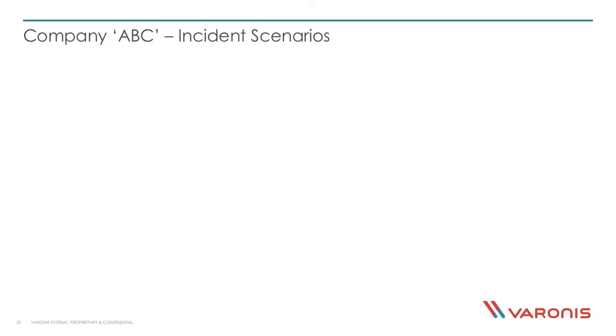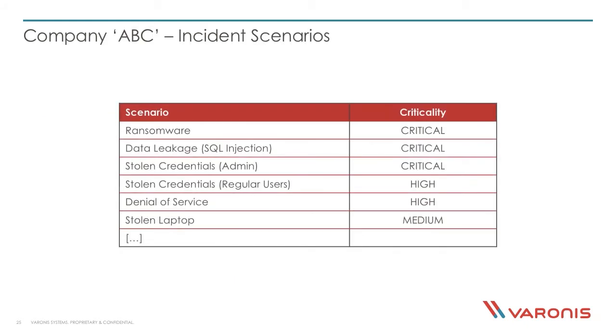So for company ABC, those are the incident scenarios that we will be tackling. First, ransomware, which is a critical incident. Then, data leakage, which could be through SQL injection, is also a critical incident. Then, stolen admin credentials, and so on.